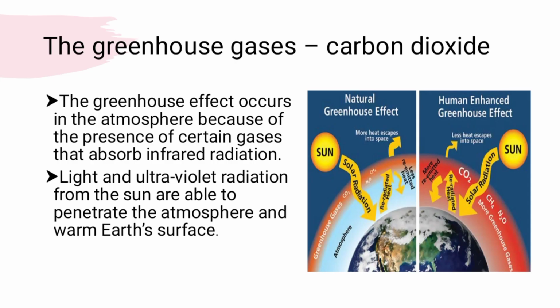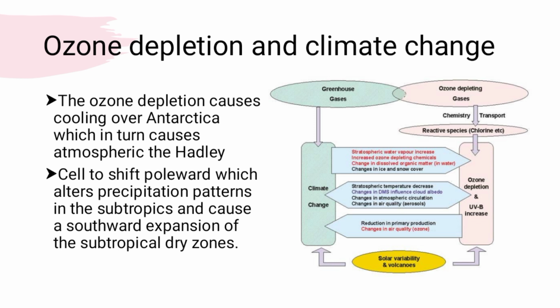The greenhouse gases, carbon dioxide. So the greenhouse effect occurs in the atmosphere because of the presence of certain gases that absorb infrared radiation. Light and ultraviolet radiation from the sun are able to penetrate the atmosphere and warm Earth's surface.